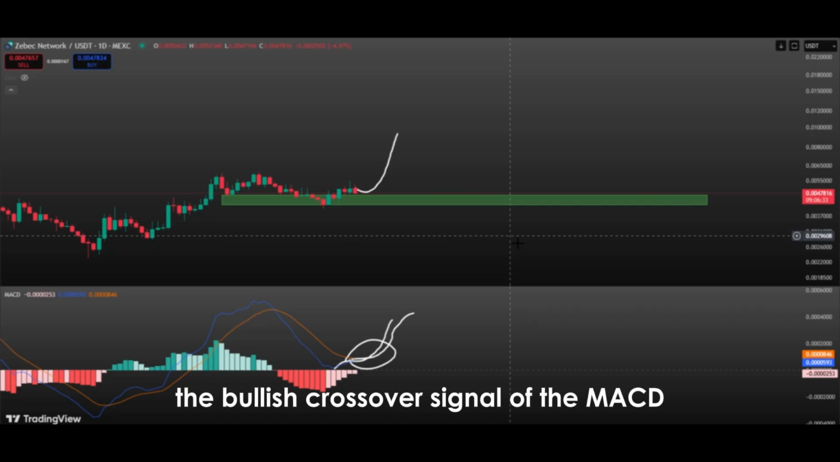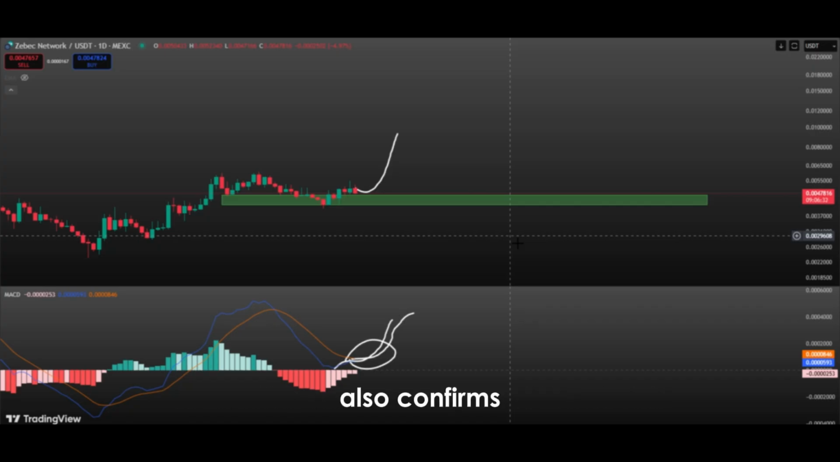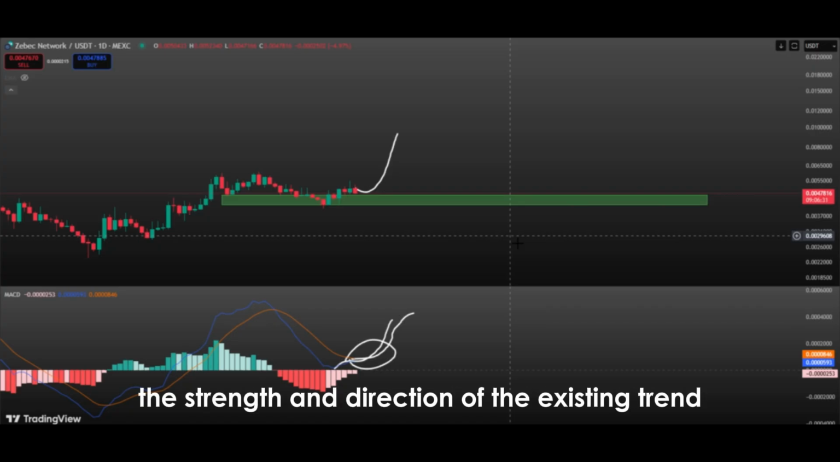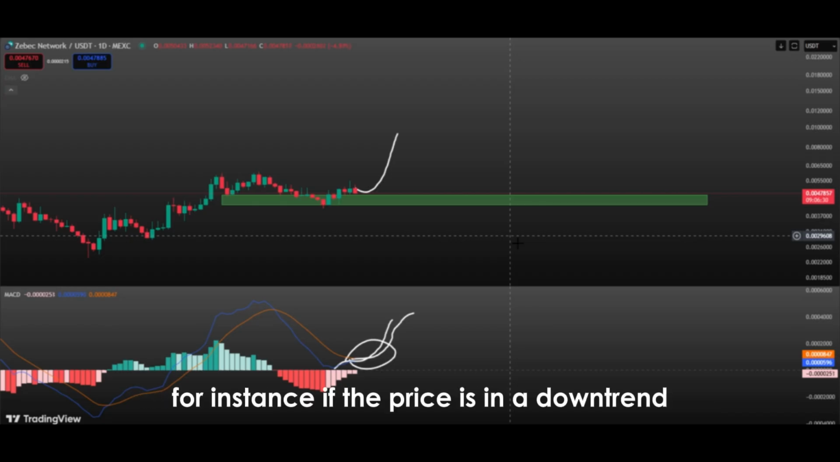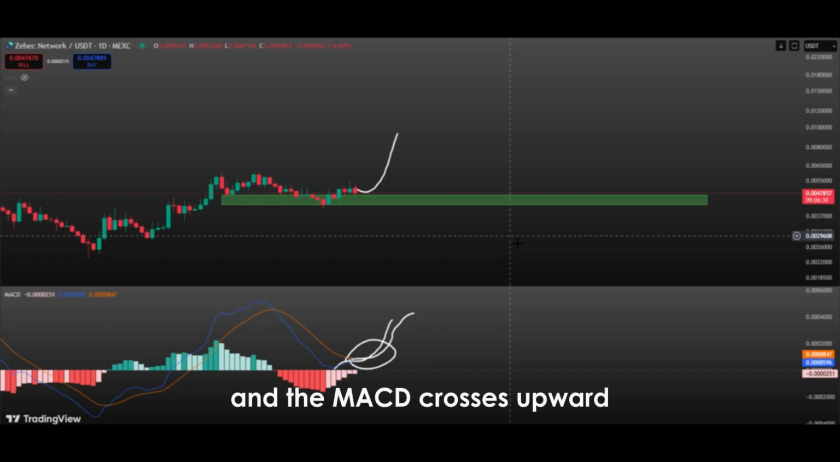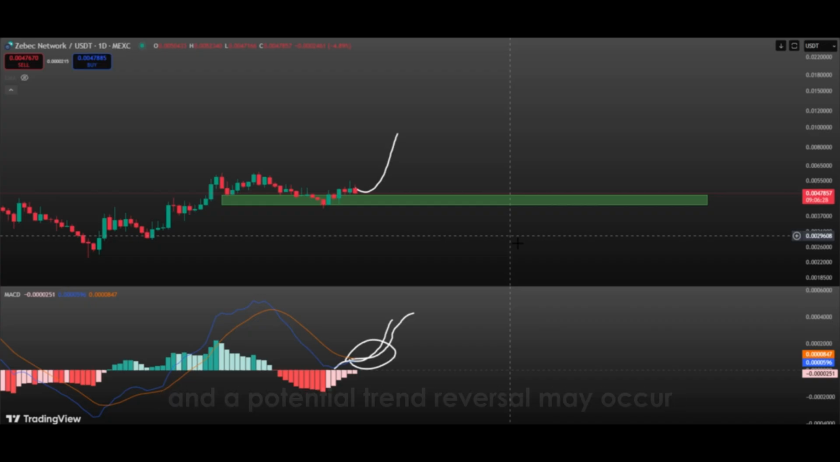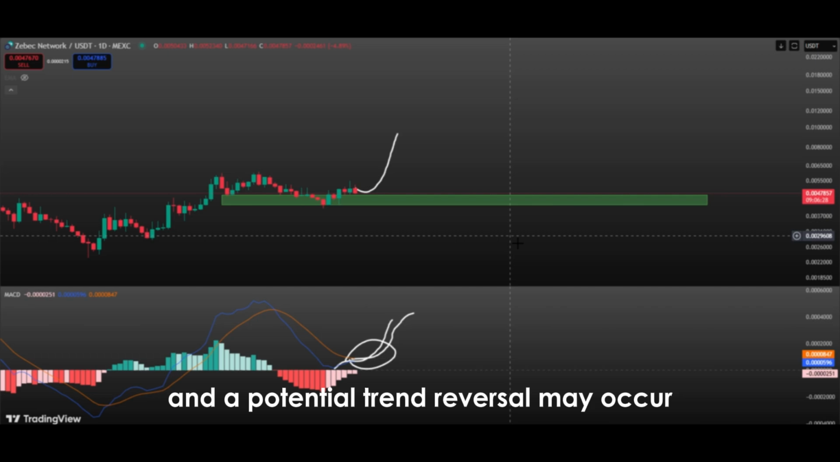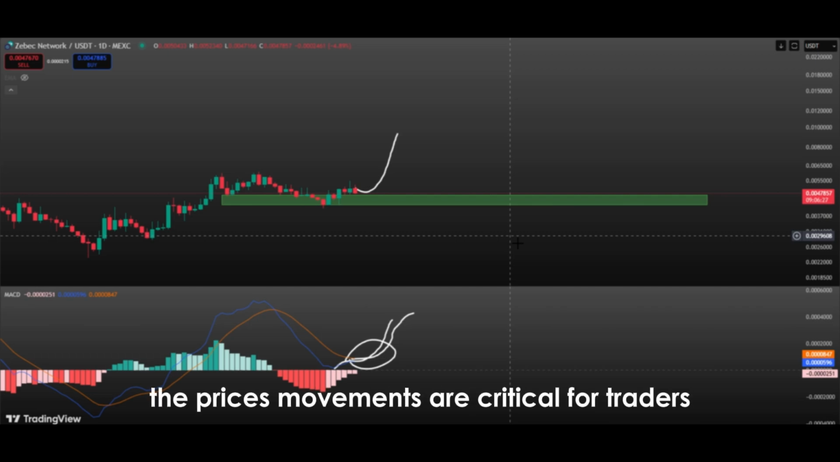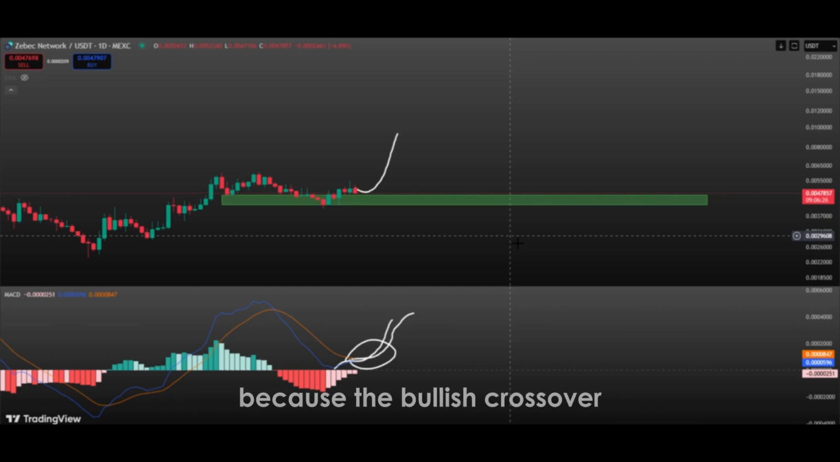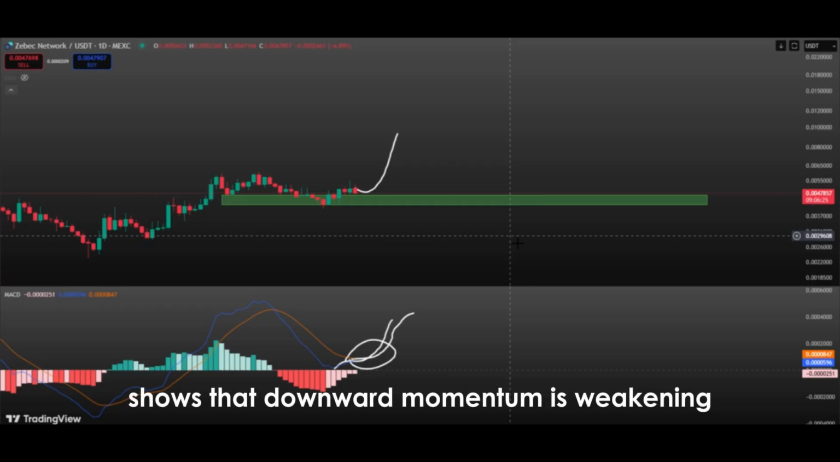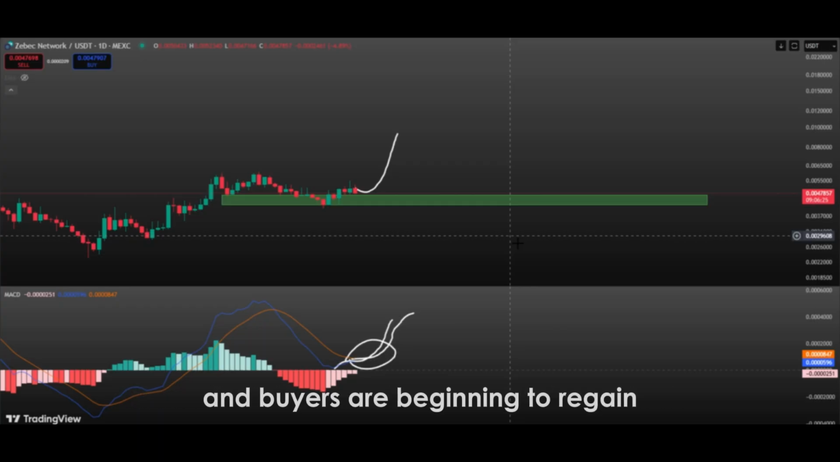The bullish crossover signal of the MACD also confirms the strength and direction of the existing trend. For instance, if the price is in a downtrend and the MACD crosses upward, this indicates that the downtrend is slowing and a potential trend reversal may occur. At this stage, the price's movements are critical for traders because the bullish crossover shows that downward momentum is weakening and buyers are beginning to regain control of the market.